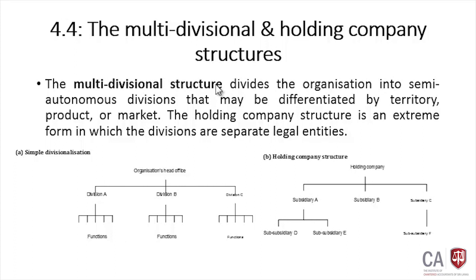Right. Then the next one is multi-divisional and holding company structures. Multi-divisional and holding company structures. Now, if you look at this one, the multi-divisional structure divides the organization into semi-autonomous divisions that may be differentiated by territory, product or market. Now here, look at the definition very carefully. A multi-divisional structure divides the organization into semi-autonomous divisions.